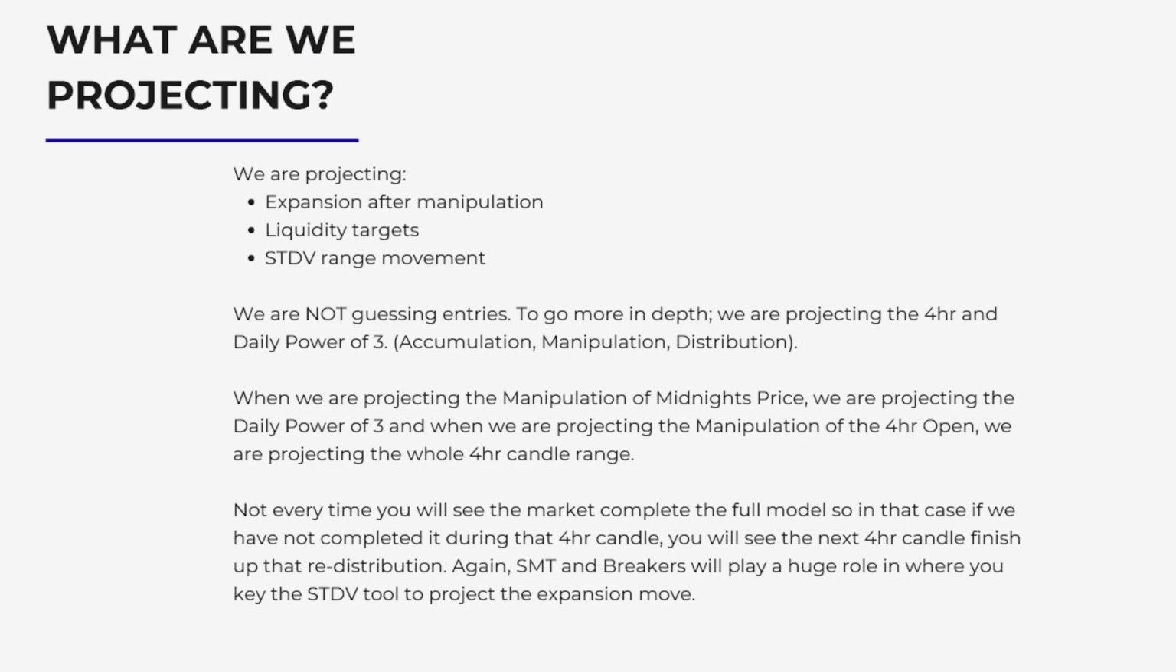And when we are projecting the manipulation of the 4-hour open, we're projecting the whole 4-hour candle range. Just like if we're projecting the 1-hour open, we're projecting the whole movement of what happened during that whole 1-hour candle. Okay, and it's the same on any other time frame: 1-hour, 4-hour, daily candle. Okay, so just keep in mind midnight price gives us our daily bias. We're projecting that whole daily candle.